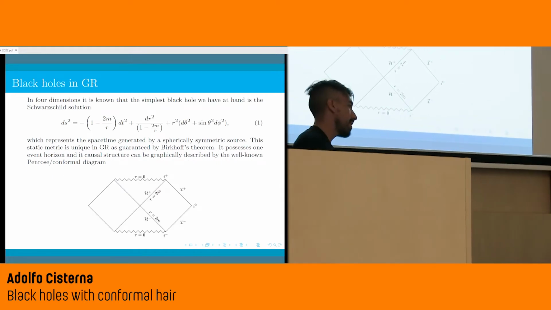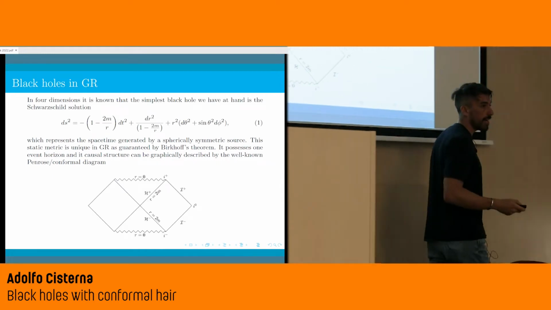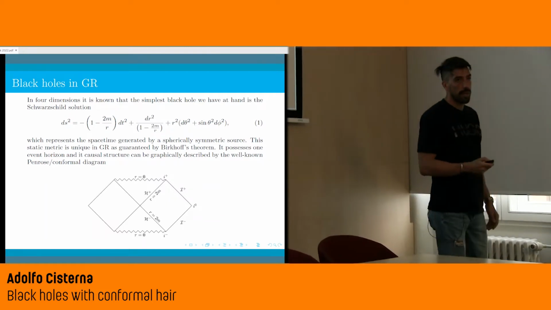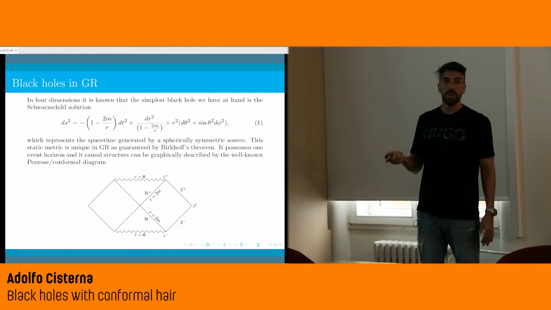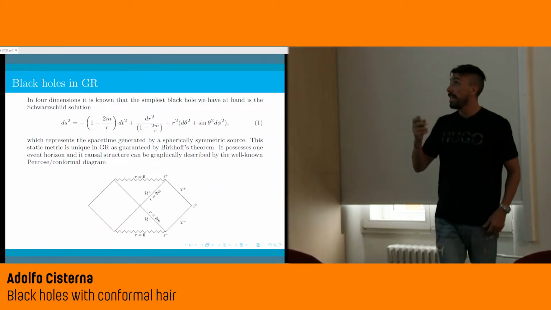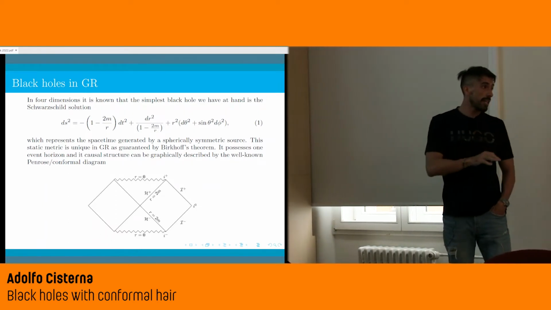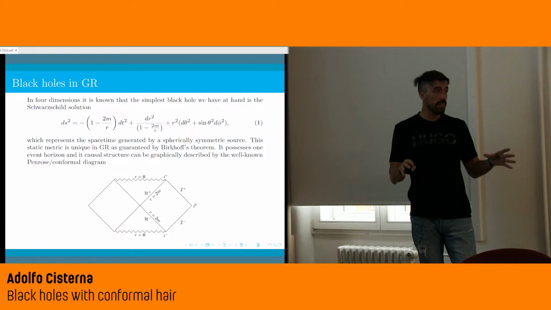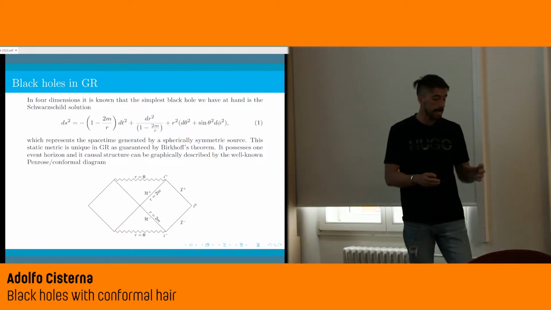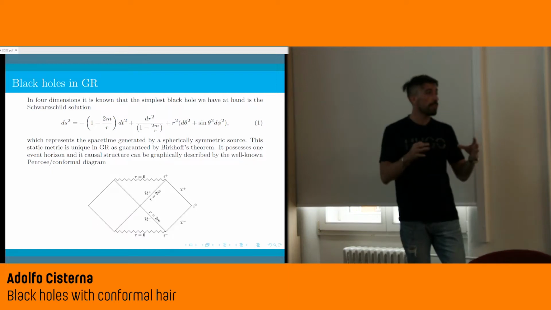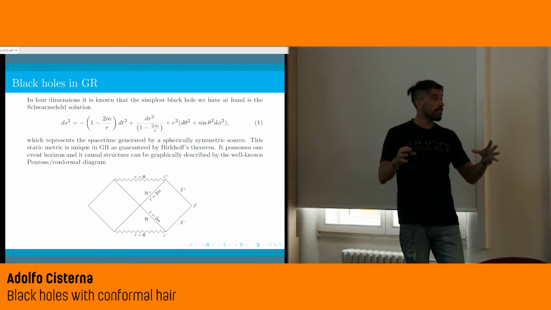So let me start with the simplest black hole we have at hand, which is called the charged black hole. Of course, if anyone has a doubt about this or at any point in the talk, you can stop me whenever you want. So in 4 dimensions, in general relativity, which is a theory that describes gravity, so basically a theory that tells us that gravity is due to the effect of matter curving the space-time, right?